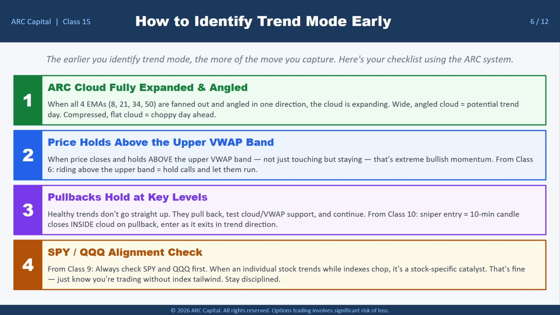Here's the checklist using the ARC system. So, number one, ARC cloud fully expanded and angled. When all four EMAs are fanned out and angled in one direction, the cloud is expanding. Wide angled cloud equals potential trend day. Compressed flat cloud equals choppy day ahead.